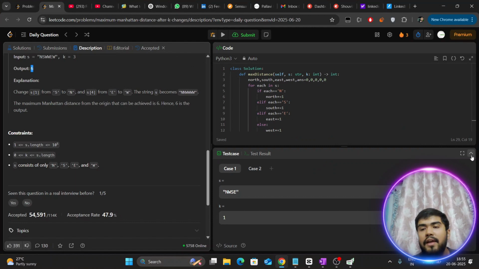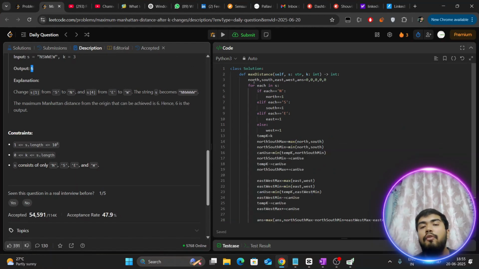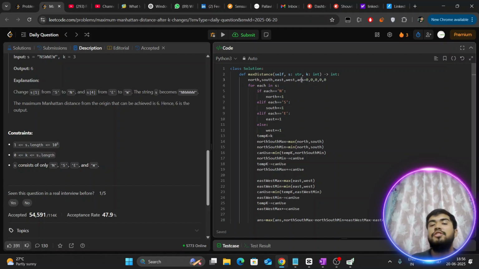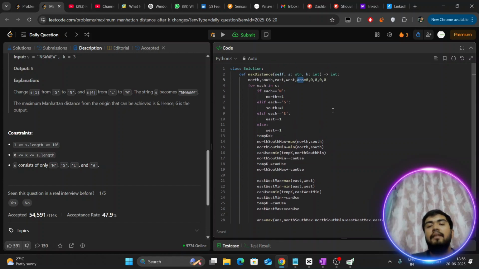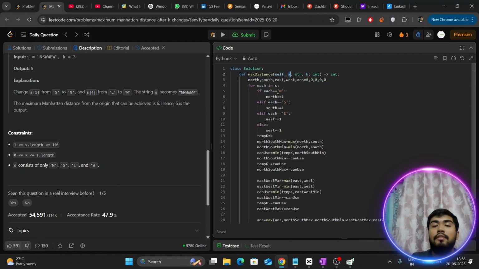Now we can quickly do the code iteration. We definitely need 4 variables: north, south, east, west. Every one is defined starting with 0, and my answer also starts with 0. So the variable declarations are very self explanatory, right? Now I am iterating for each character in S, whatever string they have given. If it is north, increase the north count. If it is south, increase the south count.